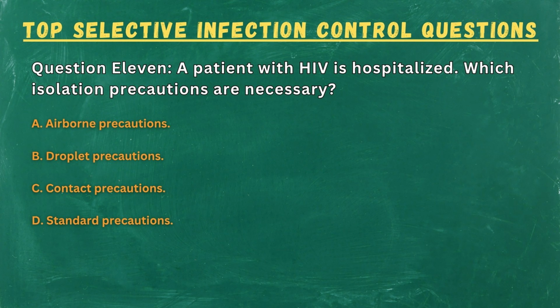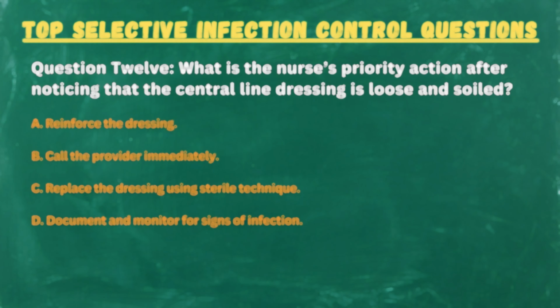Question 11. A patient with HIV is hospitalized. Which isolation precautions are necessary? A. Airborne precautions. B. Droplet precautions. C. Contact precautions. D. Standard precautions. Answer: D. Standard precautions.